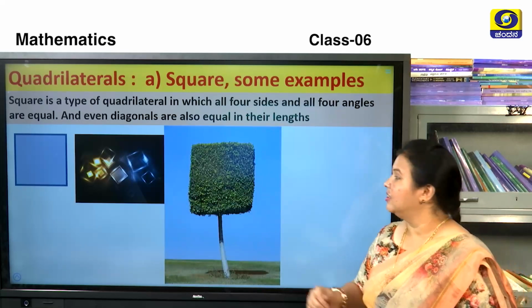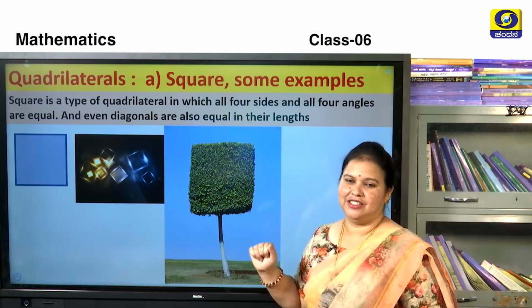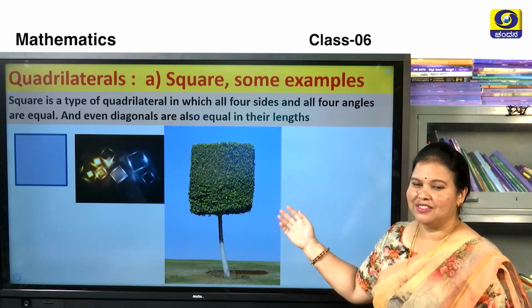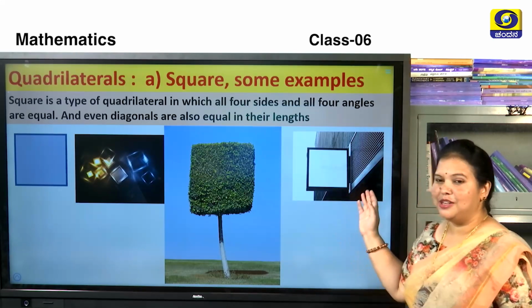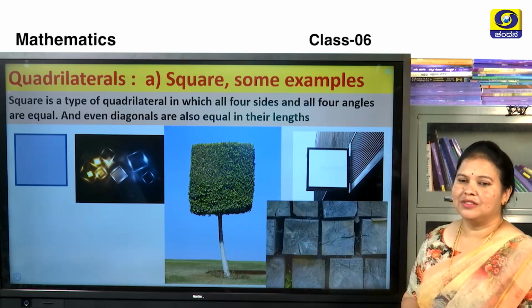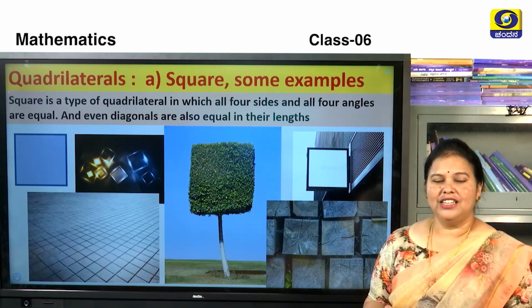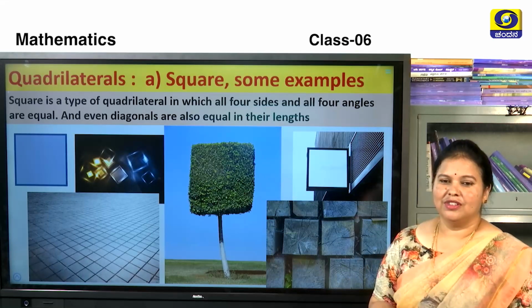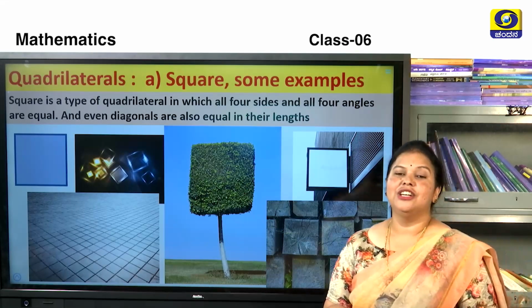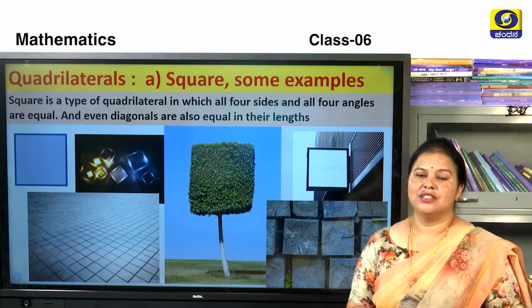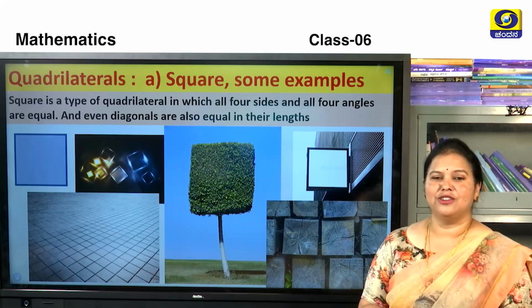See here. Observe the shape of this tree. Is it not square shaped? Yes. And the signboard, this is also in square shape. And the wooden logs are also in square shape. Usually, tiles are in square shape only. So, children, like this, you can also list out square shaped objects you see around you.